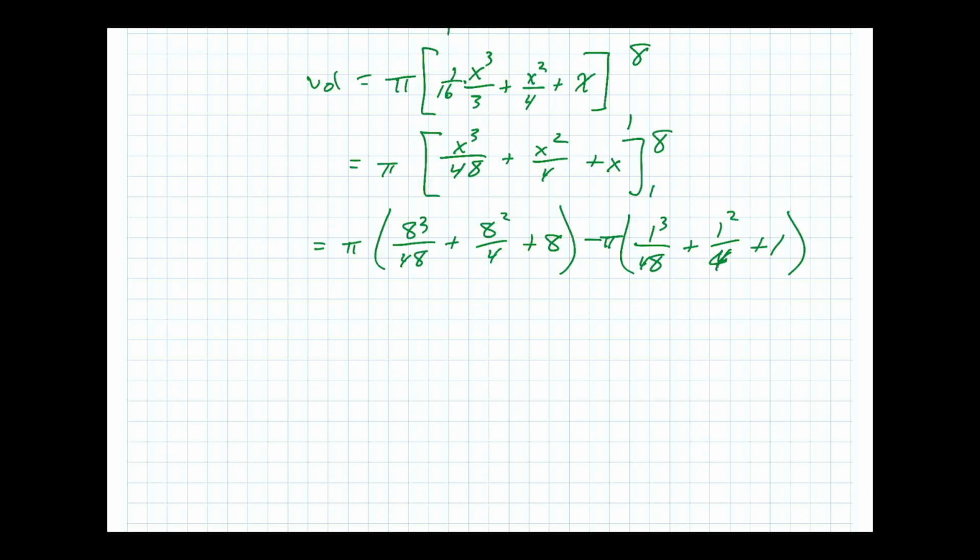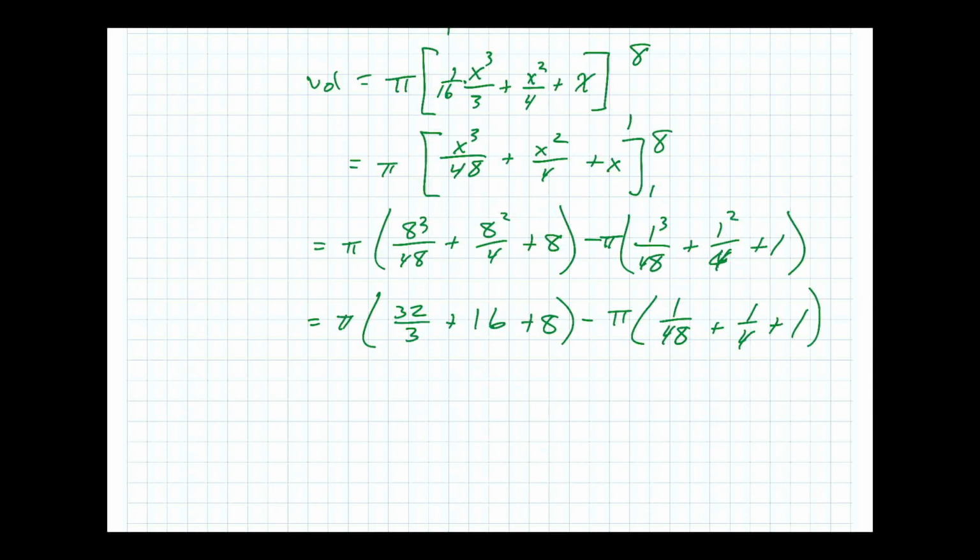8 cubed is 512 over 48. It's not going to go in even. It's 10 2/3, which is 32/3. Yeah. All right, so I'm kind of cheating. I have a calculator that doesn't do fractions right now. That's 32/3. This is 64 over 4, which is 16, right? Plus 8 minus, and in here you got just 1 over 48 plus 1/4 plus 1.